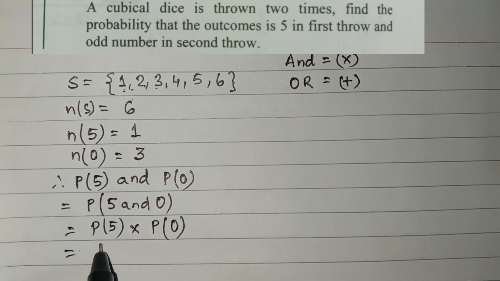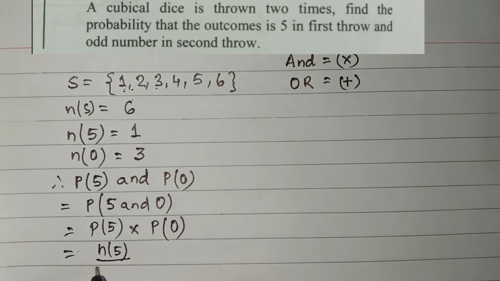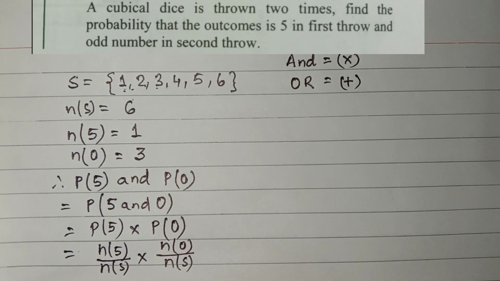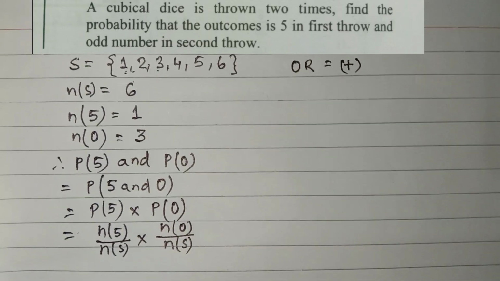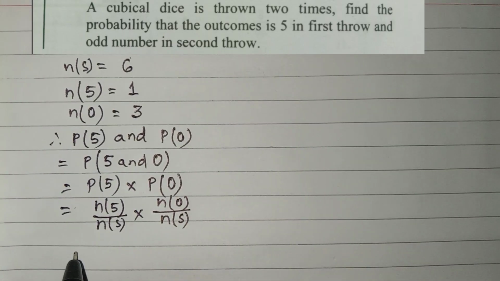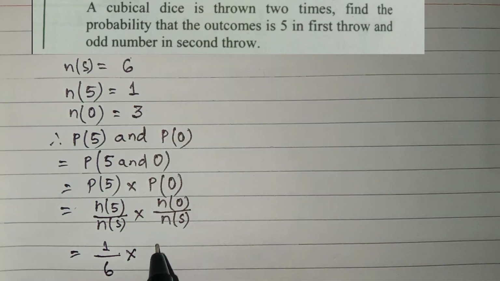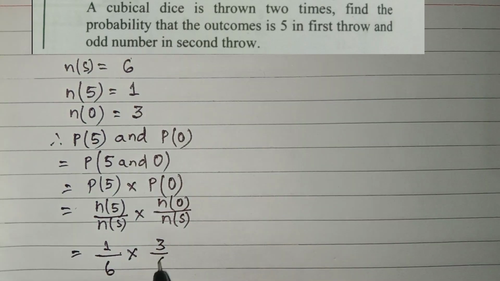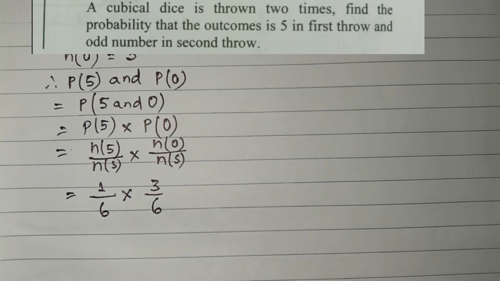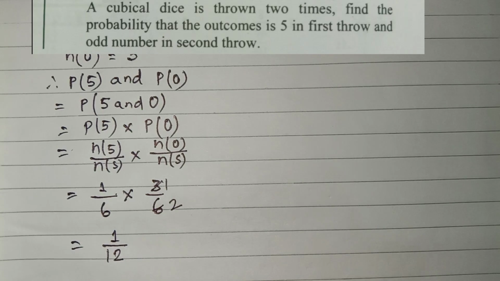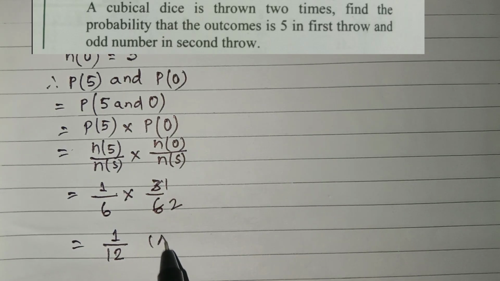So probability of 5 means number of 5 upon number of samples, into probability of odd, which means number of odd divided by number of samples. So number of 5 is 1 and the number of samples is 6, into number of odd is 3 and number of samples is 6. After that we can see that 3 ones are 3, 3 twos are 6, so the probability is 1 by 12. Hence this is our answer.